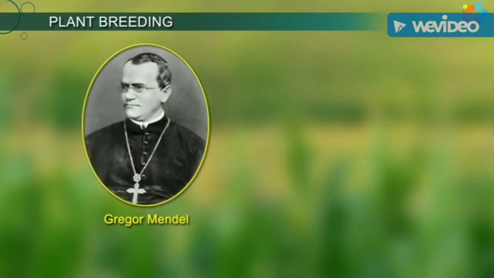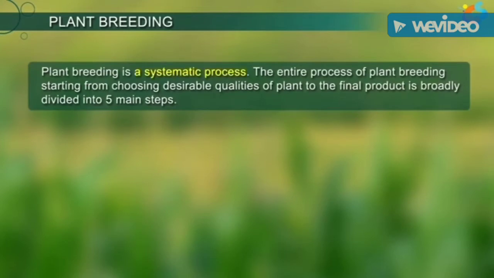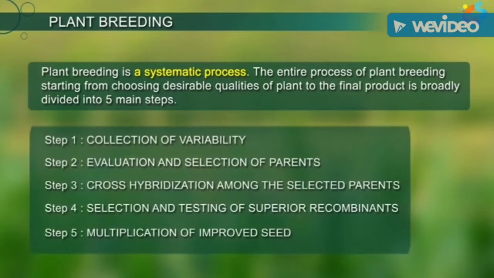Scientists Gregor Mendel and Charles Darwin effectively demonstrated hybridization within a plant species. After that, the process was further developed by many plant breeders. Plant breeding is a systematic process. The entire process of plant breeding, starting from choosing desirable qualities of plant to the final product, is broadly divided into 5 main steps. Let us learn about them one by one. Step 1. Collection of variability.